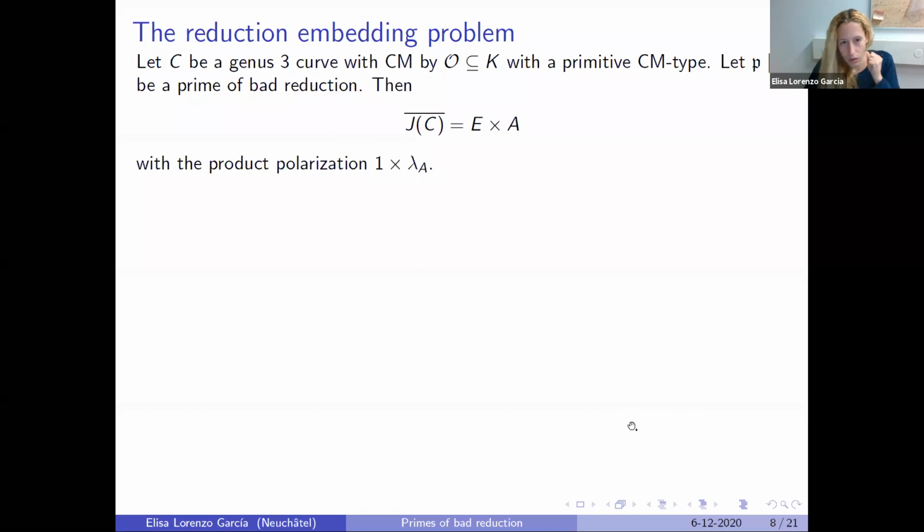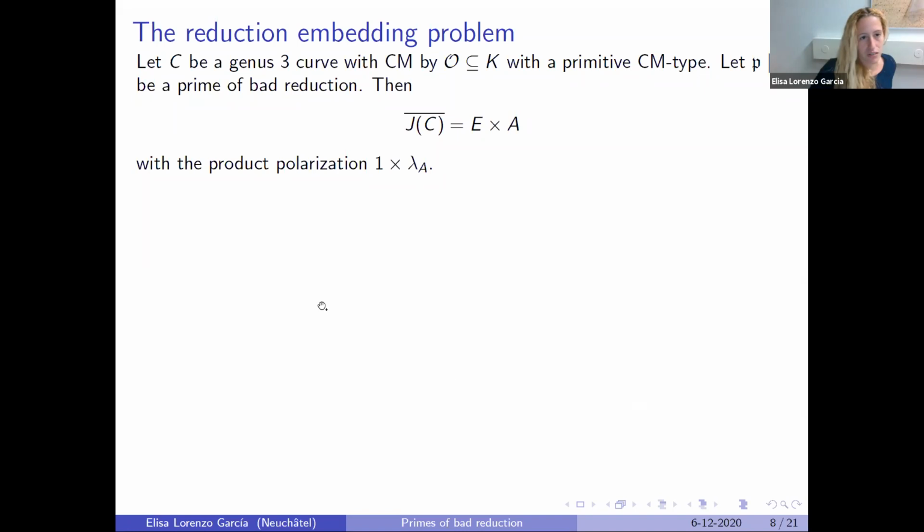Okay, very good. So let's go to this embedding problem, how to control these primes of bad reduction. We start with a curve of genus 3 that has CM by an order in a complex multiplication field. We ask the CM type to be primitive, that is, the Jacobian is simple. And we take a prime of bad reduction. Then we can prove again that the reduction of the Jacobian has to be the product of an elliptic curve and an abelian surface. This is because the polarization becomes decomposable, and we have a polarization that looks like this.